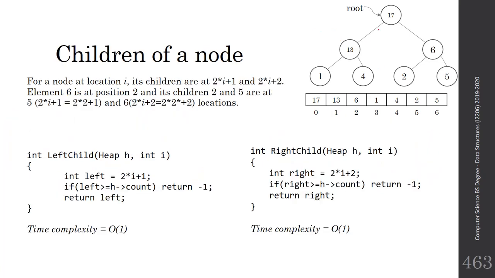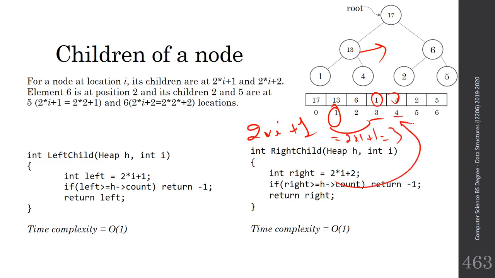The same applies if I want to find the left child or the right child. If I have 13 here, 13 is at index 1, so I need to find 1 and 4, which are at index 3 and 4. So what can I do? To find the left child, I compute 2 multiplied by i plus 1. So 2 multiplied by 1 plus 1 is equal to 3. To find the right child, I do 2 multiplied by i plus 2.